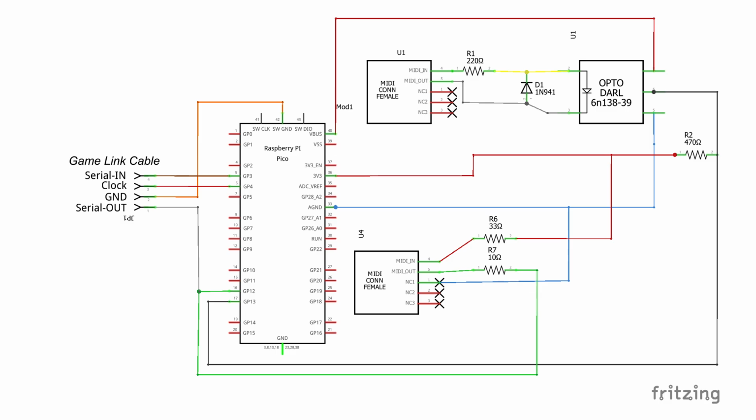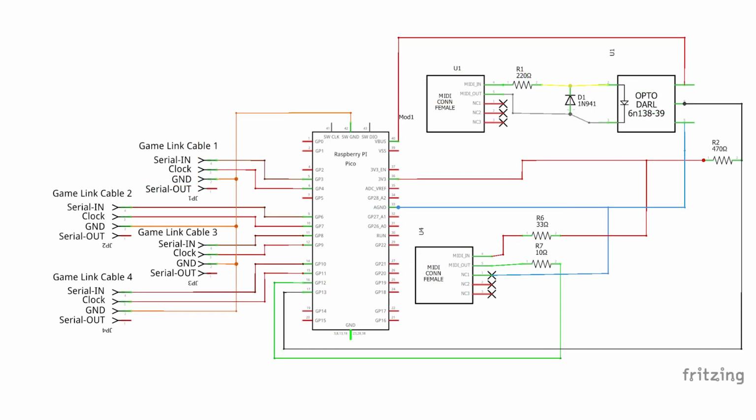To make things as simple as possible, I've decided on using the following GPIO pins. Just like on the original MahPicoBoi, the pin GP3 will send out the serial signals to the serial in pin of the game link connector of our first Game Boy, while the pin GP4 sends the corresponding clock signals to the clock pin.